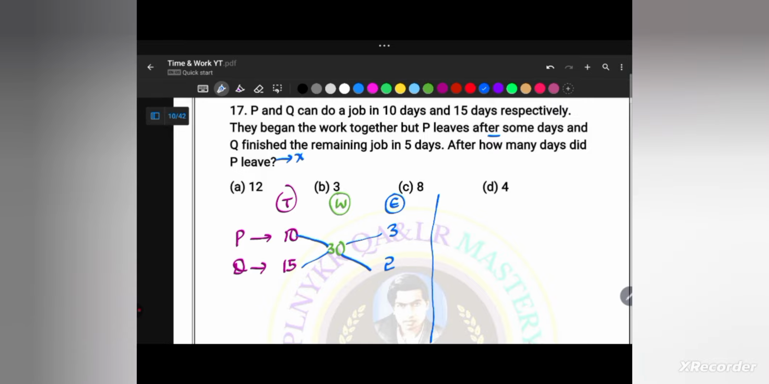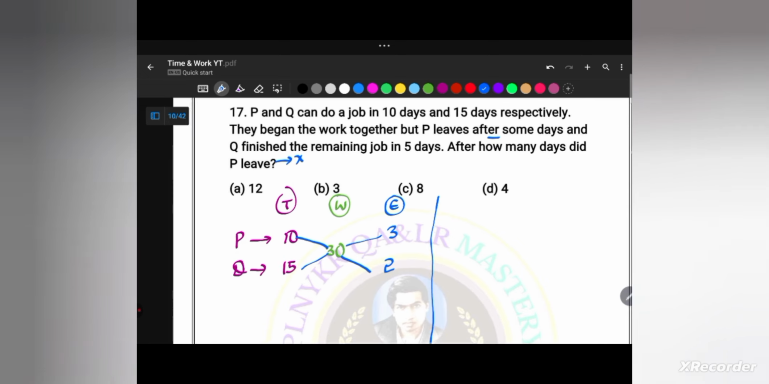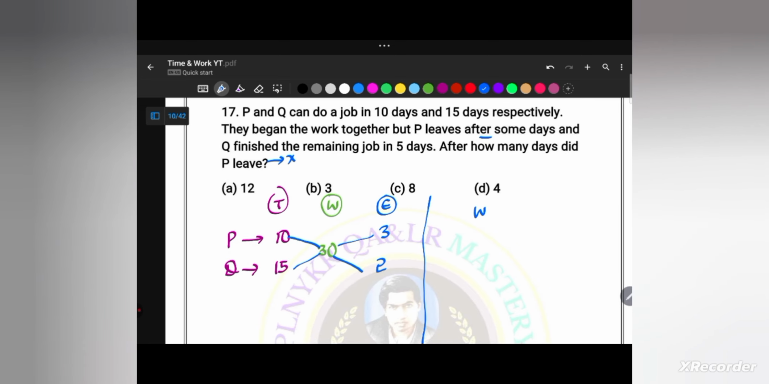Now we know the basic fundamental formula: W equals efficiency into time. In the question, W will be taken as 30 units. Initially P and Q are working together, so the overall efficiency is 3 plus 2, equal to 5 units, for X days. Then later P left and Q worked for 5 days. Q's efficiency is 2 units per day, working for 5 days.